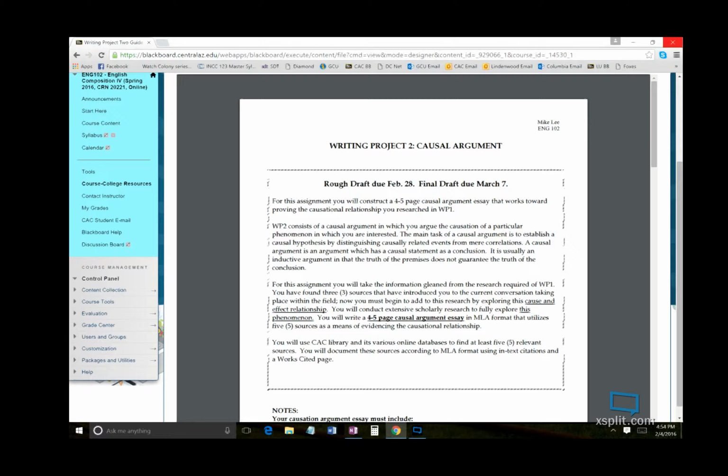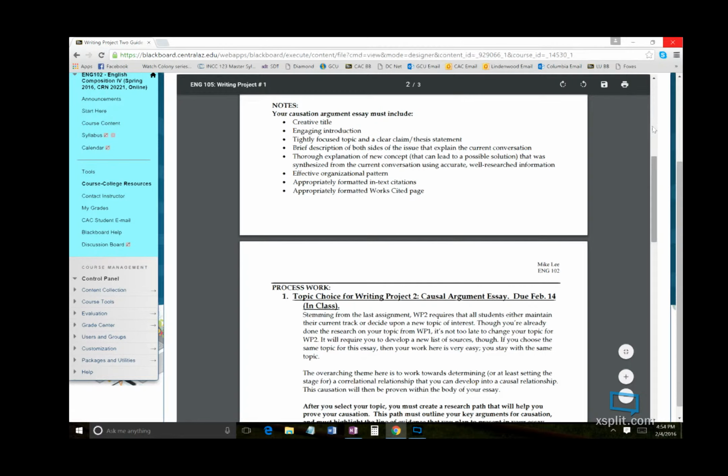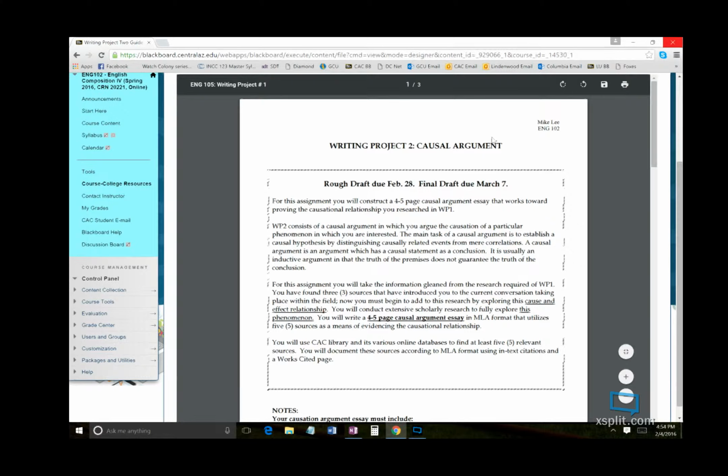And the reason behind that is because Writing Project 2, as you can see here, is what they call a causal argument. Now this causal argument, what that means is that we're looking for the causation behind some sort of event that exists within our topic. So if we had, say, abortion, it's kind of difficult for us to say, you know, this causes abortion, because it's not really an event. I mean, it is, but you're not looking at the topic itself.